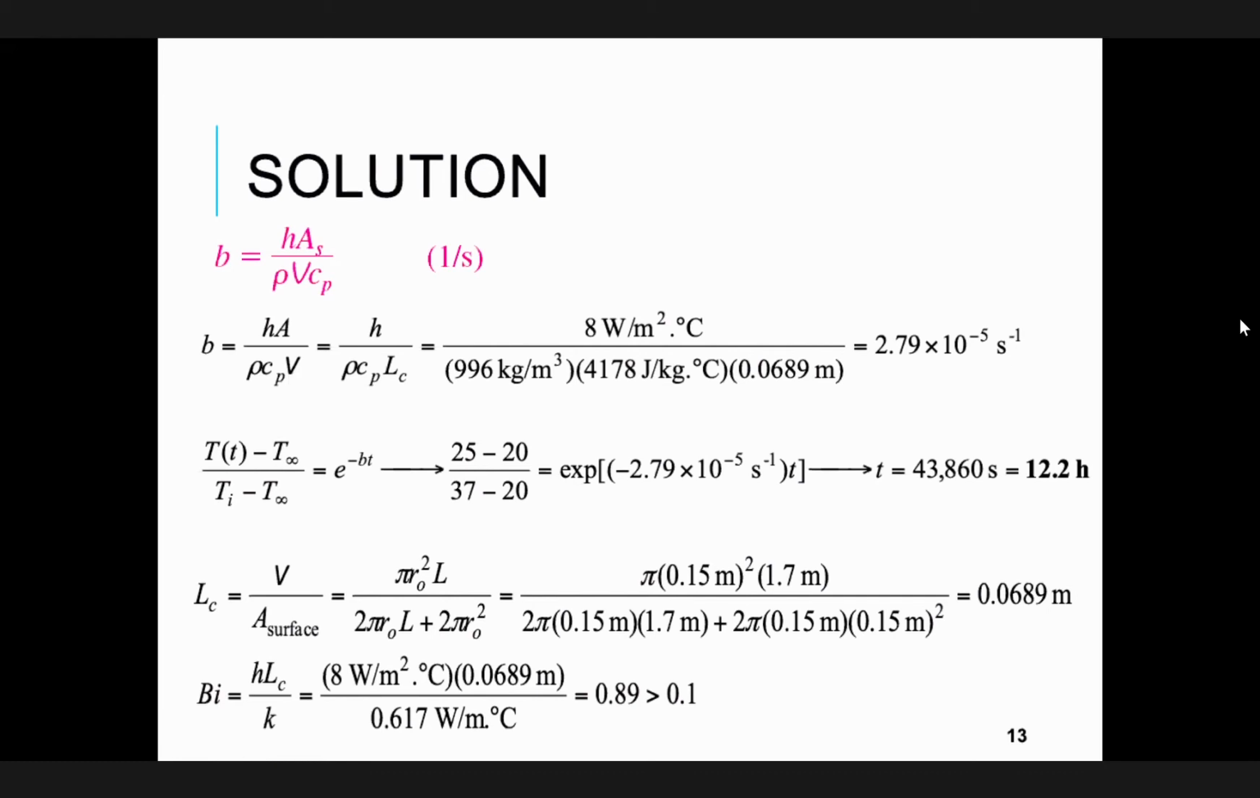Therefore, we got the answer that this person died almost 12 hours ago, but we go and verify if my solution is correct. That's the only way: I calculate the Biot number, and the Biot number I find is 0.89, which indicates the assumption that we made is not correct, okay?